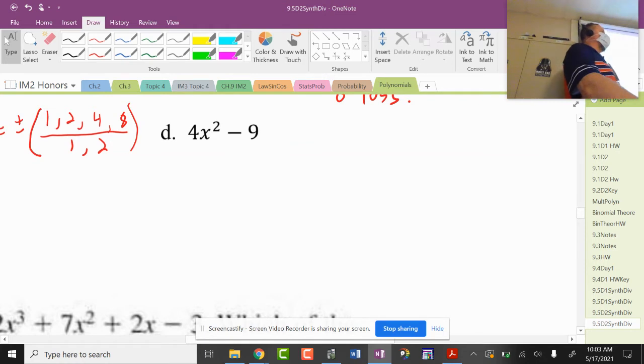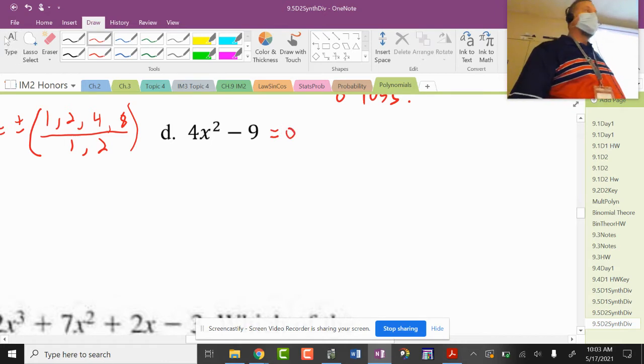You should actually know what the actual zeros are right now. Anyone want to raise their hand? The first person, raise your hand. What's the actual zeros? If I set this equal to 0, what would be the solutions? Oh my goodness. Yes.